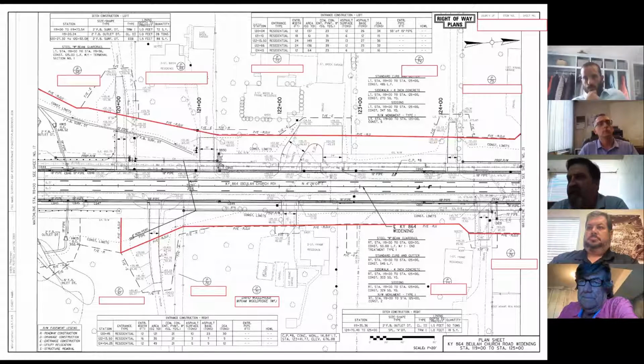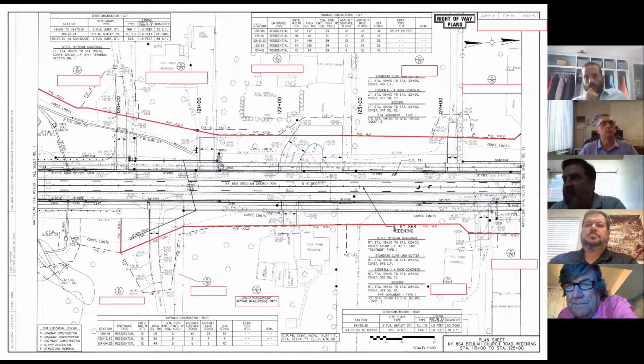Parcel 68, the red box is not the improvement. The house sits further back. It sits well off the road, but you can see where the drainage is going in. We're going to do a flat bottom ditch.